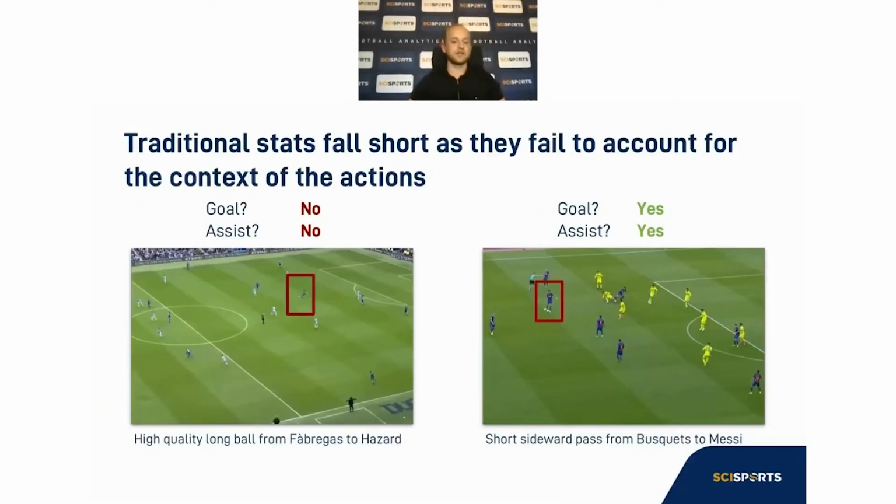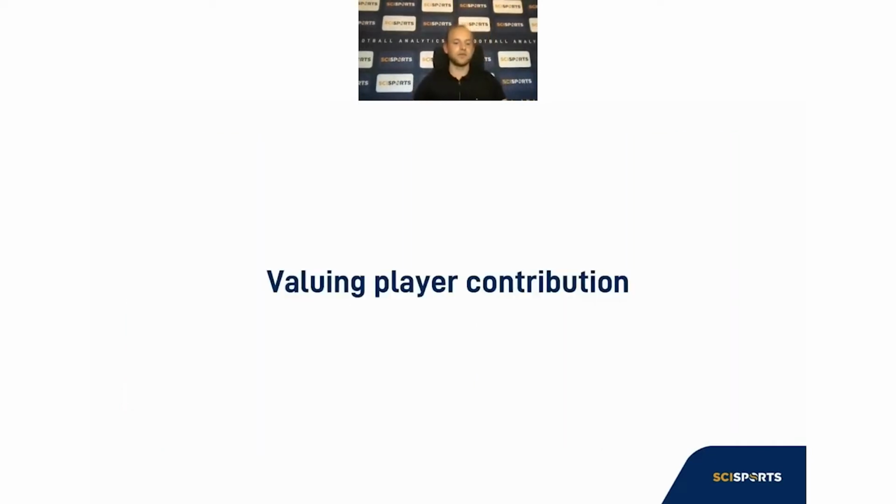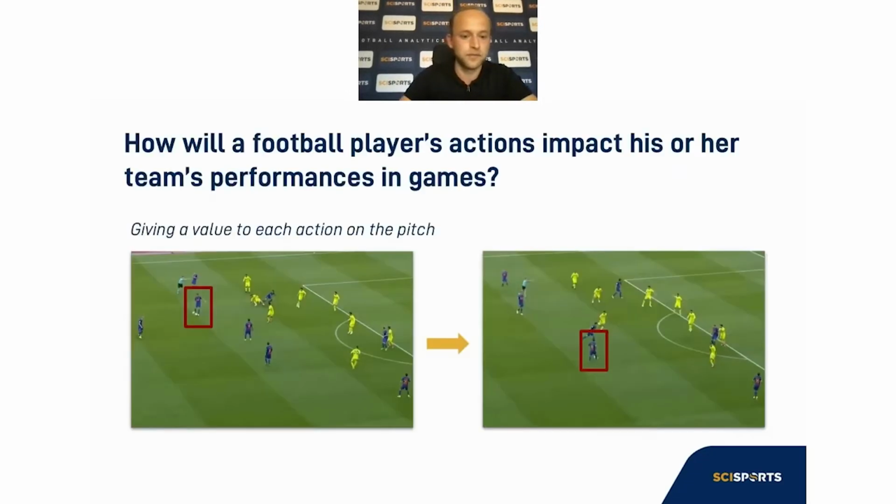And that's why traditional statistics fall short, as I already told you. Because in the first example, there's no goal, no assist, but it's a really high quality long ball from Fabregas. And in the second example, there is a goal, there is an assist, but it's just a simple short pass from Busquets. So that's why we want to value player contribution, because we need to find a way to measure the impact of a situation without an end result. And so how will a football player's action impact his or her team's performance in games? So giving a value to each type of action on the pitch.